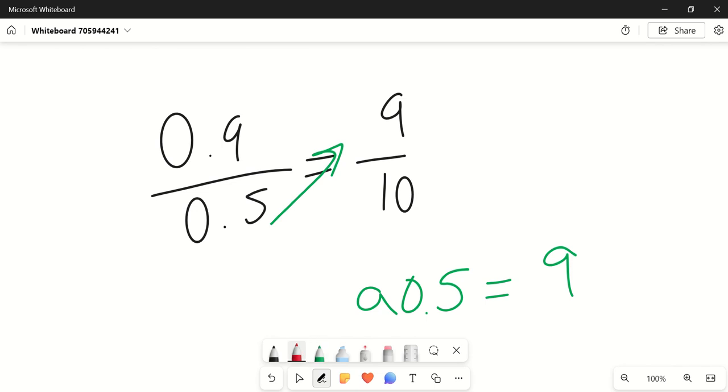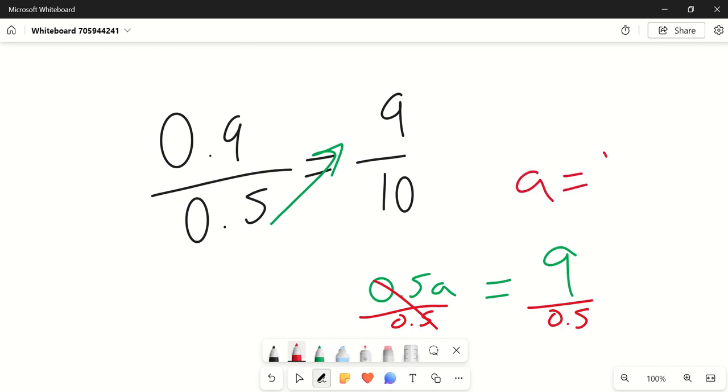This way, I would have to divide, and I know I wrote this wrong. It should have been 0.5a. There we go. I'll divide this side by 0.5, which will cancel out, and I'll divide this by 0.5. 9 divided by 0.5 will give me a equaling 18.